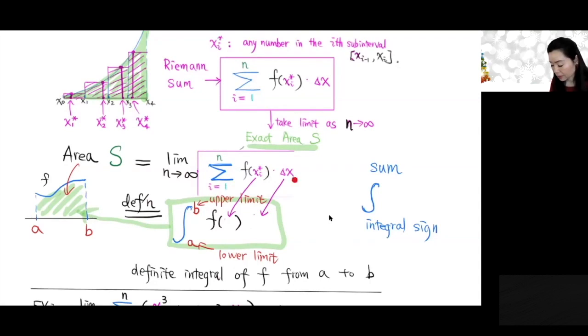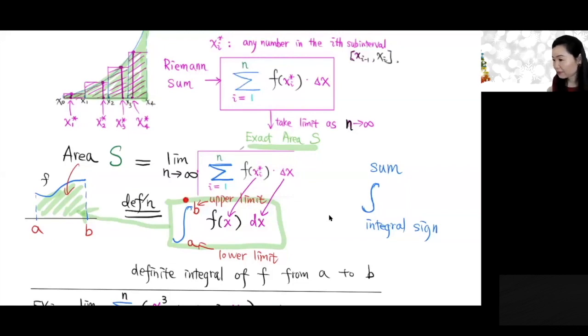Now the delta x over here, we're going to replace that by dx. And each one of these is f of xi star, and then we replace this xi star by just x. The limit of this Riemann sum, we define that to be this integral, the integral of f of x dx from a to b. So the function starts from here and ends here. This a here is called the lower limit of this integral. The b here is the upper limit of this integral.